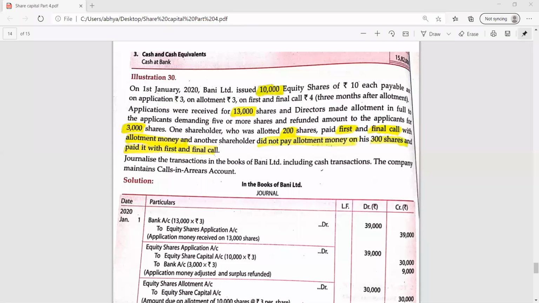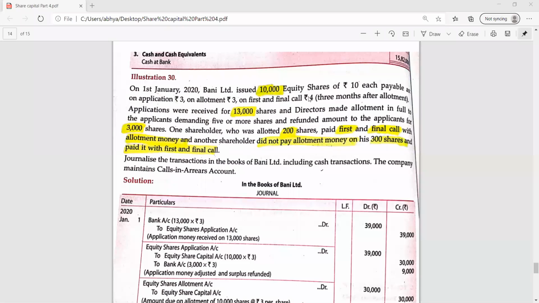And you all know that calls in advance will be credited. So along with the share allotment, in the next line, you are going to write to calls in advance. So what will be the amount of calls in advance? Please tell me. On 200 shares, first and final call is received along with allotment money. Please tell me fast. Yes, very good.